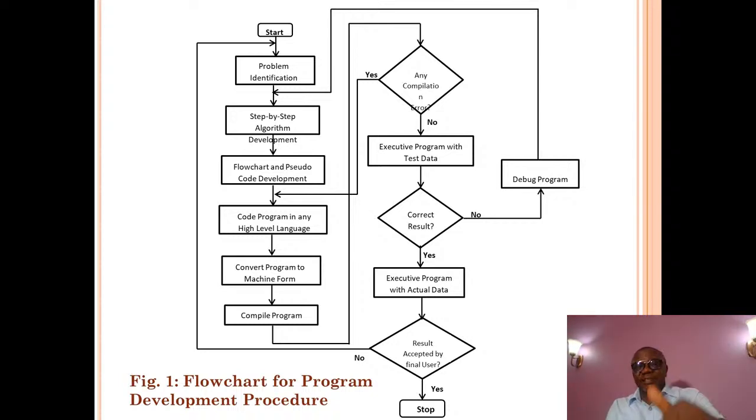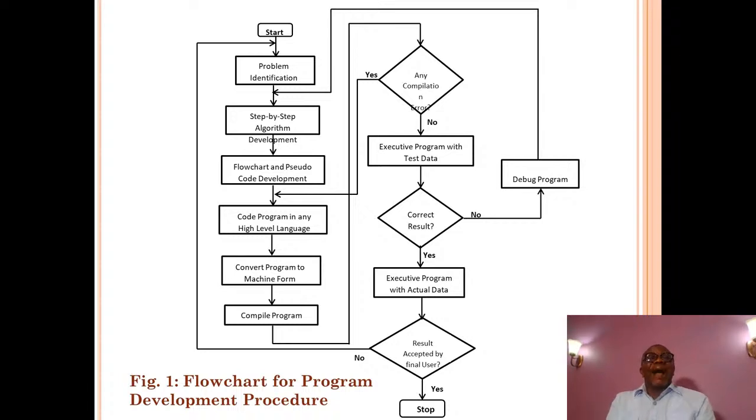If you now execute with test data again and it is correct now, your answer becomes yes. Then you go down to execute the program with actual data. After executing the program with actual data, what do you do? You check whether the result is accepted by the final user. If the result is not accepted by the final user, it means that what you developed is not solving the problem the user wants.